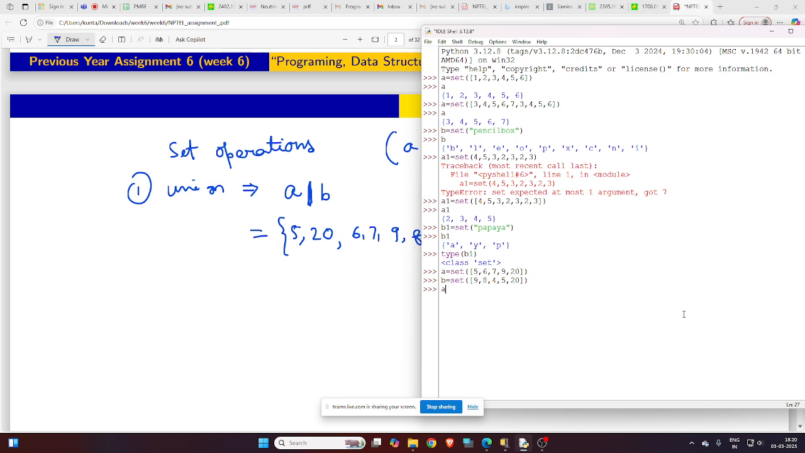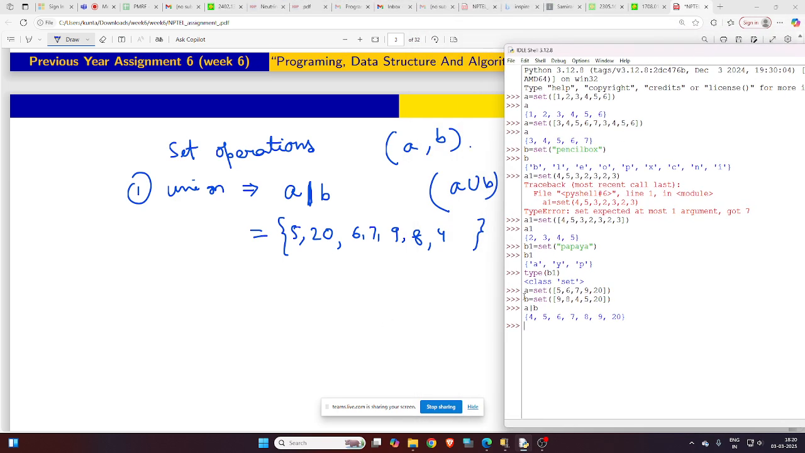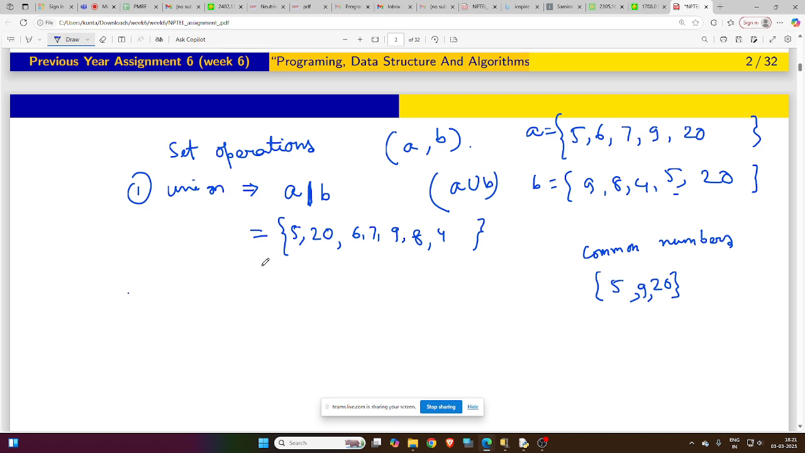Now if I want to write here A union B, what will be the value? At the very first, as we said, see here the terms 4, 5, then 6, 7, 8, 9 and 20. So all the terms are there. That means whatever the common elements were, the common elements were 5, 9 and 20. That should be there. Other than that, whatever the remaining terms were for A and B will also be present in the A union B set. Okay, now coming to intersection.